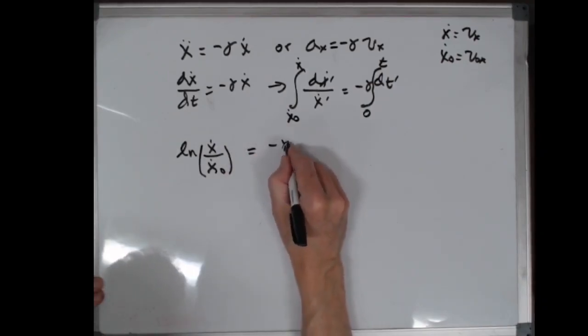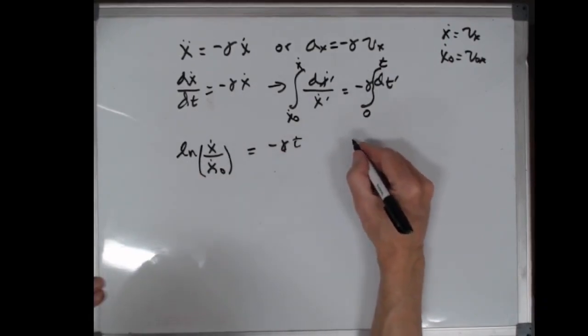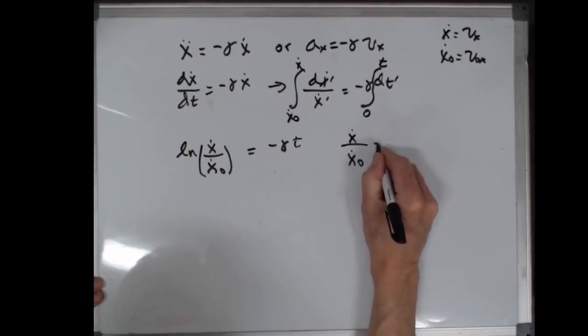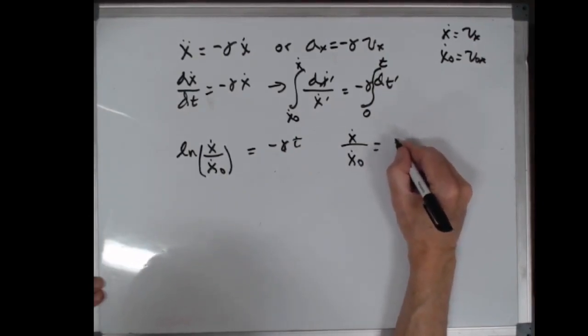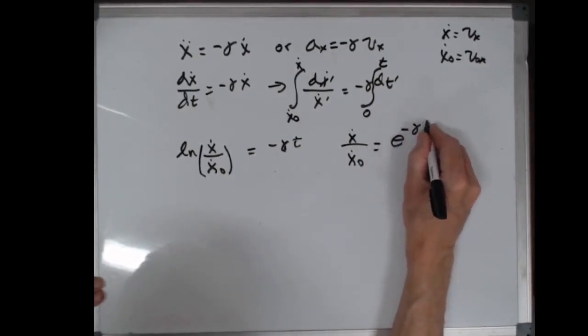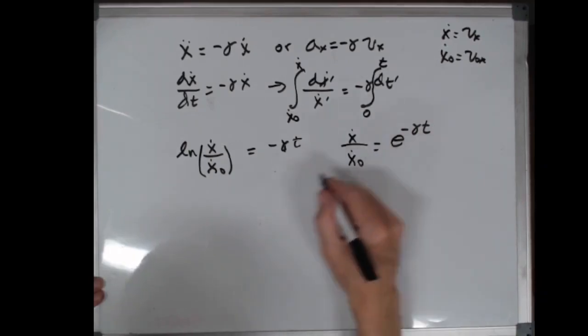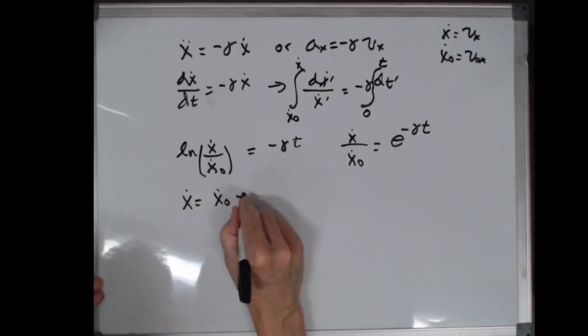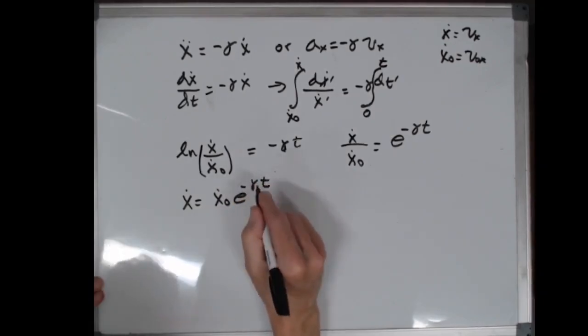It's equal to minus gamma t, right? That's how that one integrates. And that gives us x dot over x dot naught is equal to e to the minus gamma t. And that gives us that x dot is equal to x dot naught e to the minus gamma t.